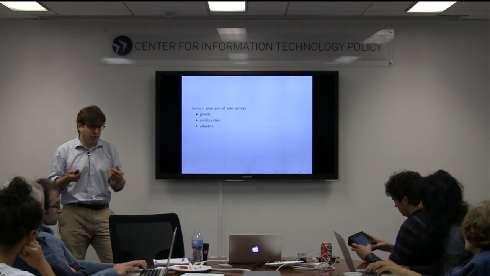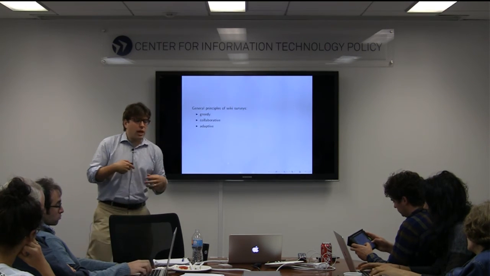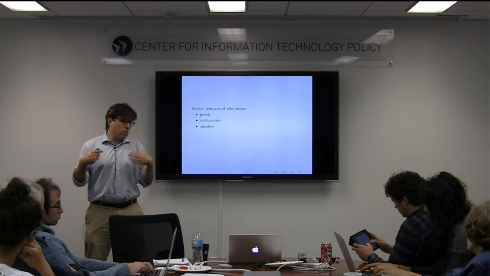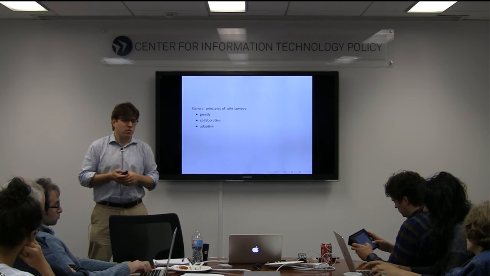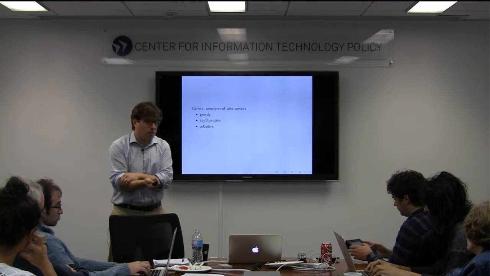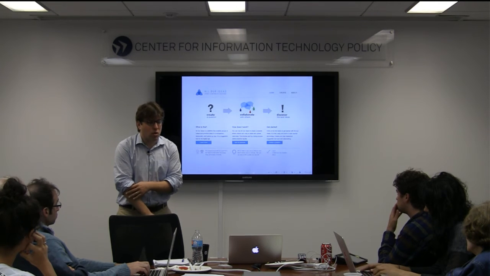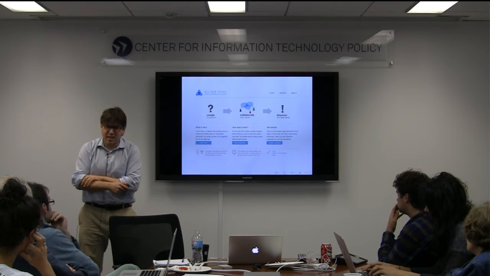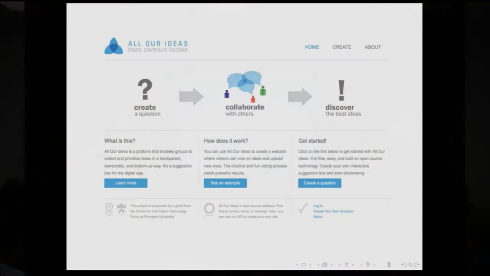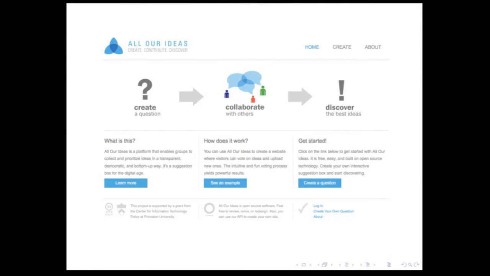So just to clarify, collaborative is about being open to new information, and adaptive is about using the information that you have efficiently. Then we wanted to make a system that satisfied these three properties. There is no system like this now, or there wasn't when we started. And so with a grant from Google and also from CITP, we created this website, allourideas.org. It's a free and open source website. Anyone in the world can come here and create their own wiki survey, which we host for free. This allows us to provide this very nice service to the world, and it also provides us a steady stream of data that we can use for future research.